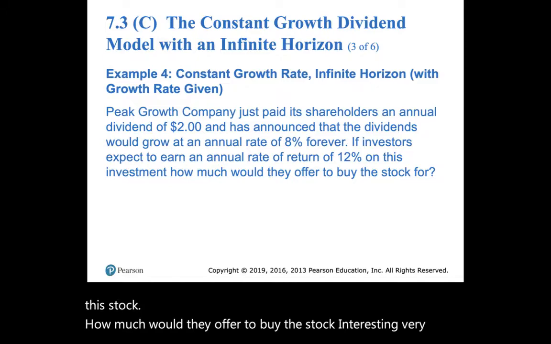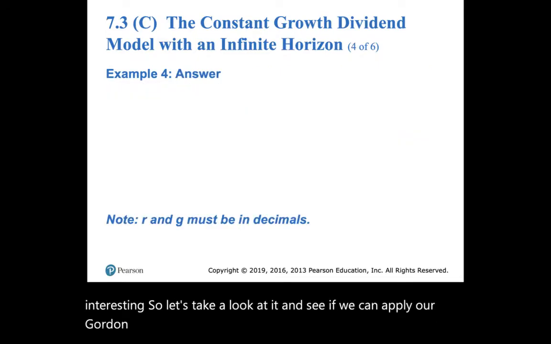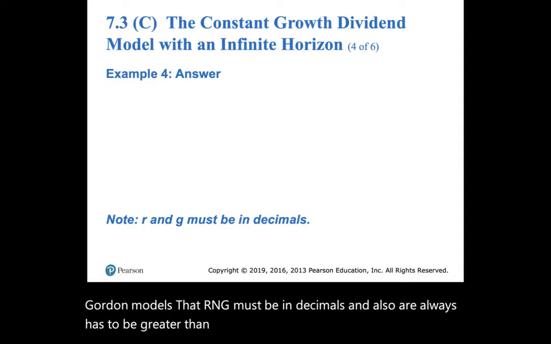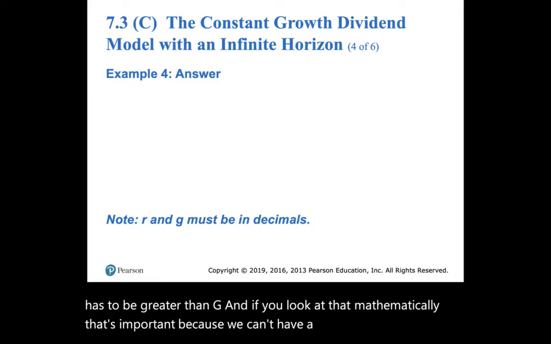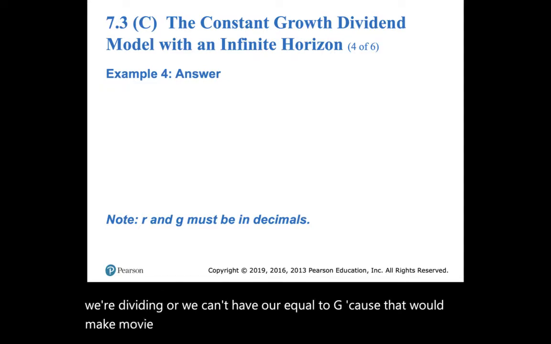So let's see if we can apply our Gordon model. Some good reminders with the Gordon model are that r and g must be in decimals, and also r always has to be greater than g. If you look at that mathematically, that's important because we can't have a negative number when we're dividing, or have r equal to g because we'd be dividing by 0. But we'll look at that in just a moment.